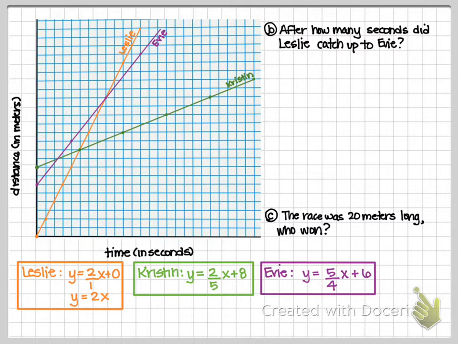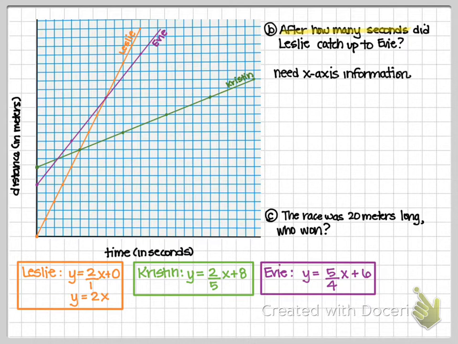So after how many seconds? All right, so I know that for the seconds here, I'm going to be taking a look at the x-axis. So I need x-axis information because that's where the time is located.